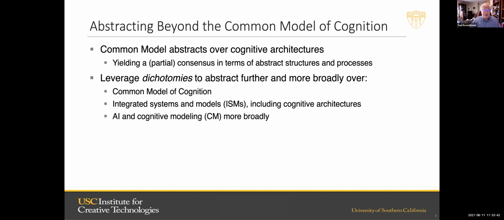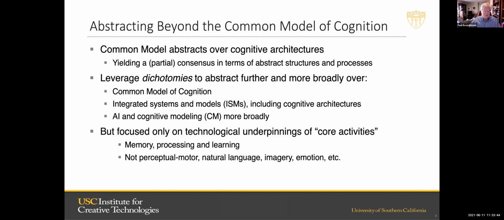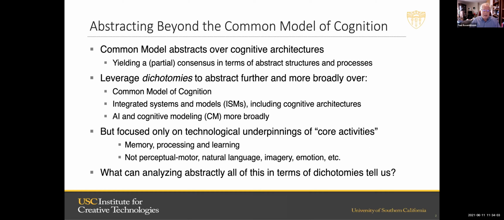Again, we're trying to also cover AI and cognitive modeling more broadly as well, but focused on what we can call just the core activities. So here that largely means memory, processing and learning, not focusing directly on perceptual motor, natural language, et cetera, except to the extent that they're effectively grounded in the core activities. And the key question is, how does analyzing all of this abstractly in terms of dichotomies tell us something useful about these various topics? So here's kind of where we start.